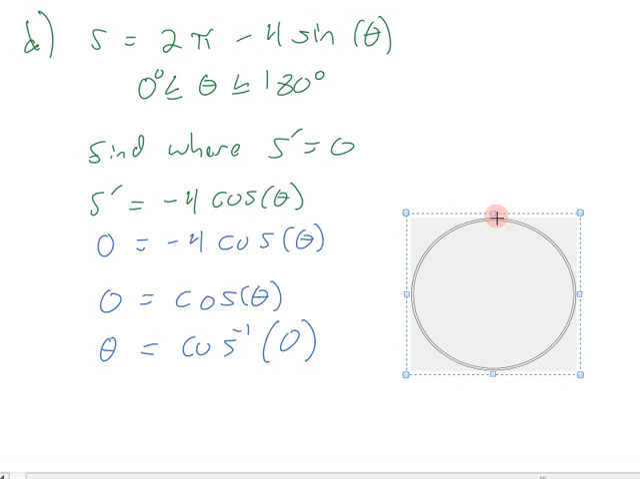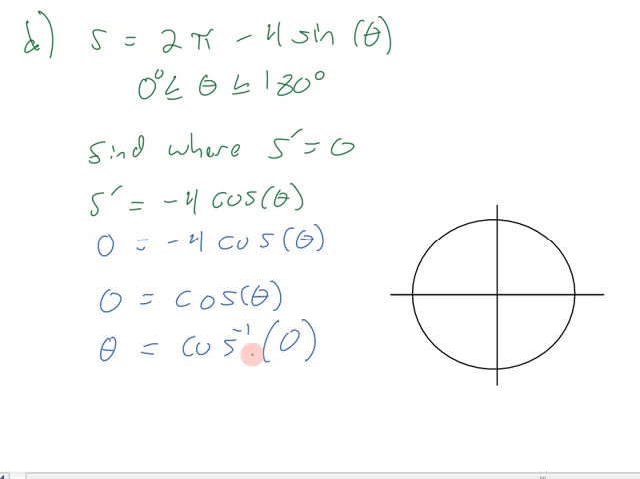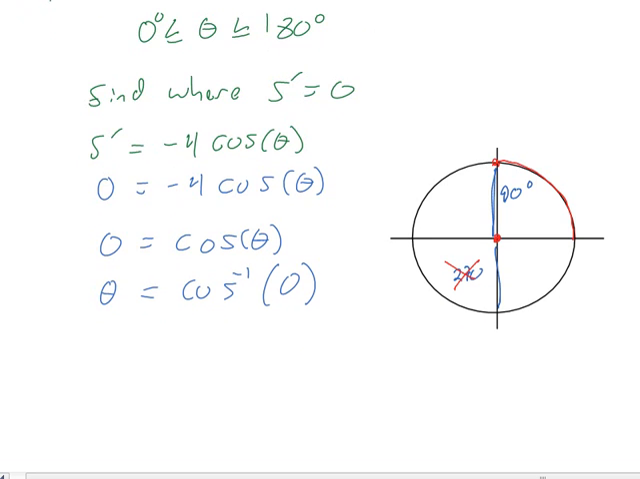So we'll draw in yet another unit circle, and we'll say the cosine of a length of 0. So basically, when along the x-axis do you have no displacement? You have that when you're all the way up here at 90 degrees. You also have it when you're all the way down at 270 degrees, but 270 degrees is outside the bounds on what theta is allowed to be, and so 270 degrees is not a solution, only 90 degrees is. So theta could be 90 degrees.